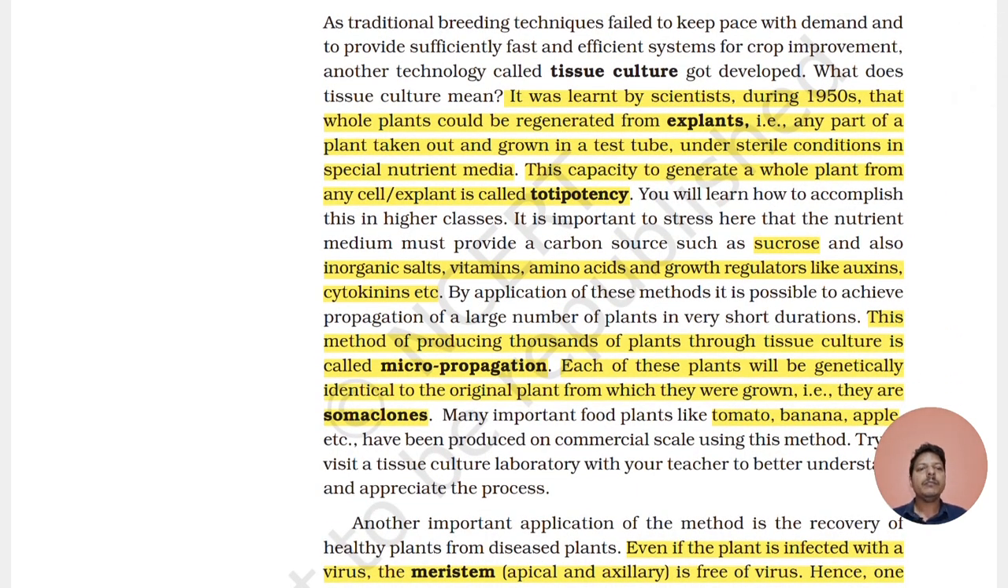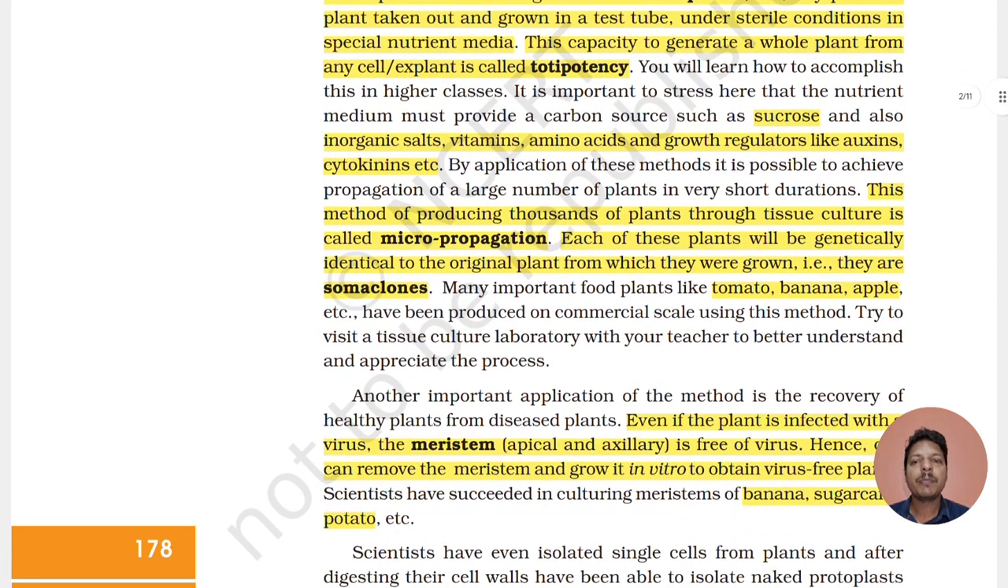Next, coming to the nutrient medium, it must provide a carbon source, that is sucrose, and also inorganic salts, vitamins, amino acids, and growth regulators like auxins, cytokinins, etc. And then here you see this method of producing thousands of plants through tissue culture is called micropropagation.